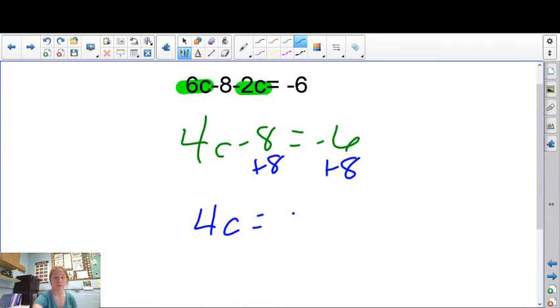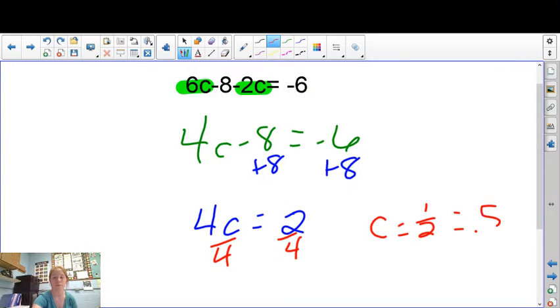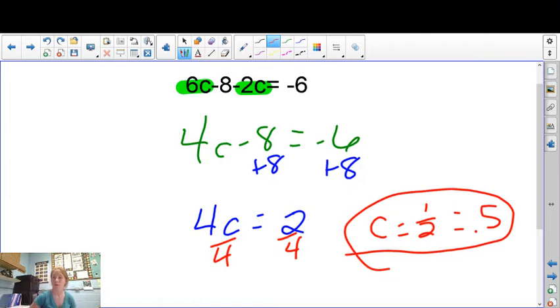Negative 6 plus 8 gives me a positive 2. And then I'm going to undo my multiplication with division. And c is equal to a half or 0.5. Again, reduced or the decimal, not the larger version of it. Always give me the reduced one.